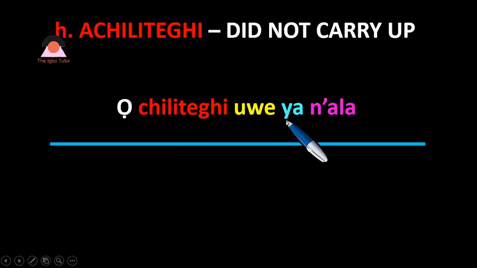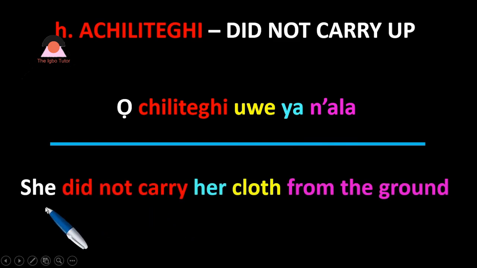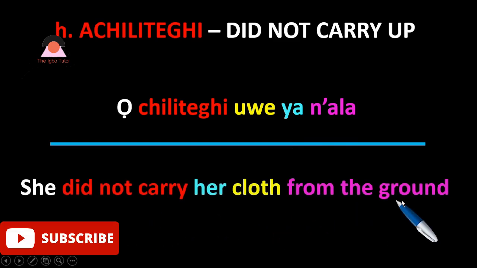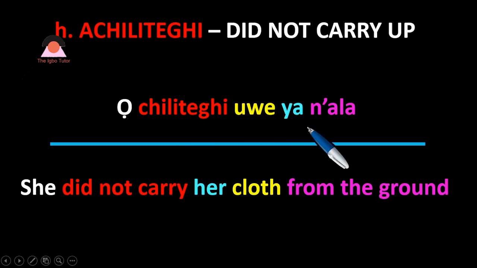Ochilitei uwe ya n'ala. This must be a stubborn child. Ochilitei uwe ya n'ala. What does this mean? She did not carry her clothes from the ground. She or he did not carry her clothes from the ground. Ochilitei uwe ya n'ala.